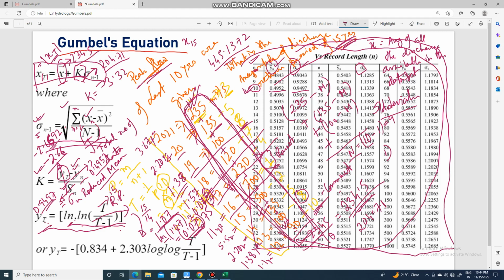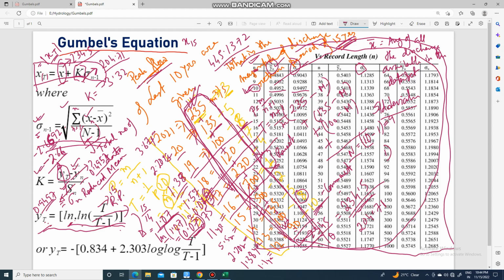Okay? And then you will use the formula P equals m by n plus 1, that age-old Gumbel's formula, to find the probability of these events. Or as we are dealing with return period, you can straight away calculate the return period, which is just the inverse of the probability. So if P is equal to m by n plus 1, then T will be equal to n plus 1 by m.